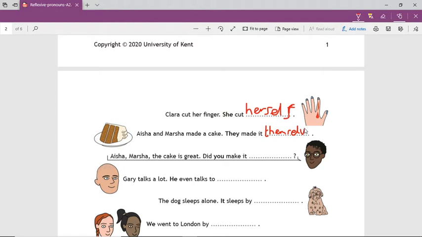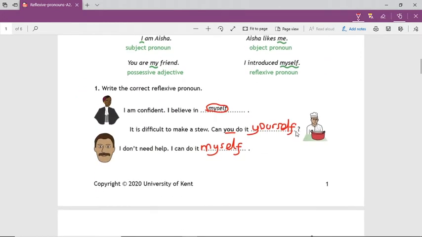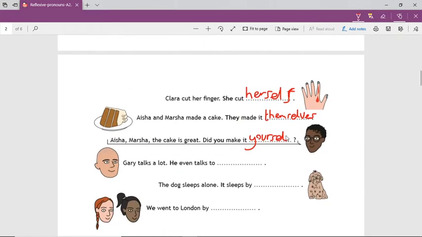They made it themselves. Aisha, Marsha, the cake is great. Did you make it? You? And therefore the answer is yourselves. Did you make it yourselves? And it's plural in this case, so it will definitely be yourselves.